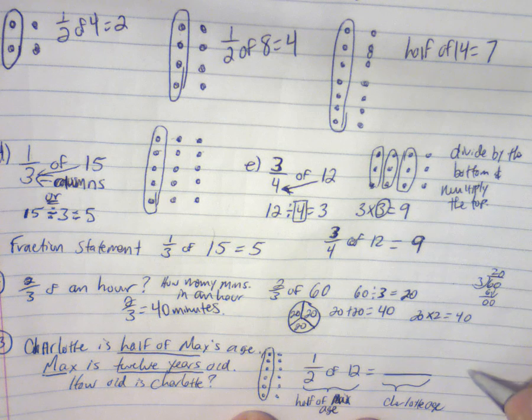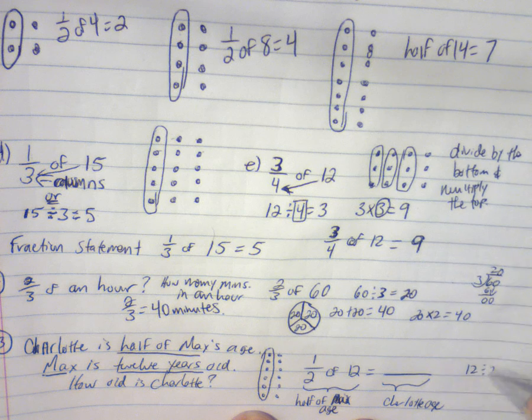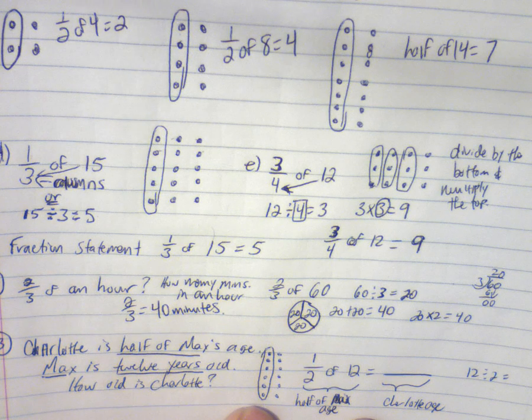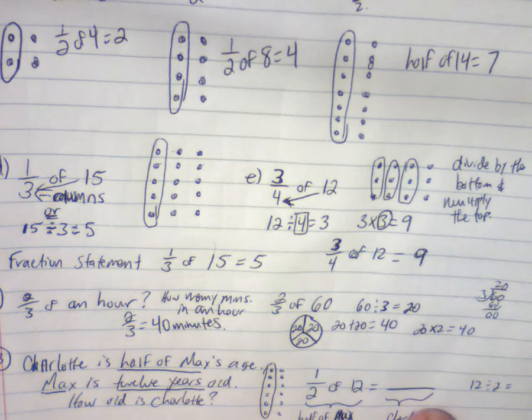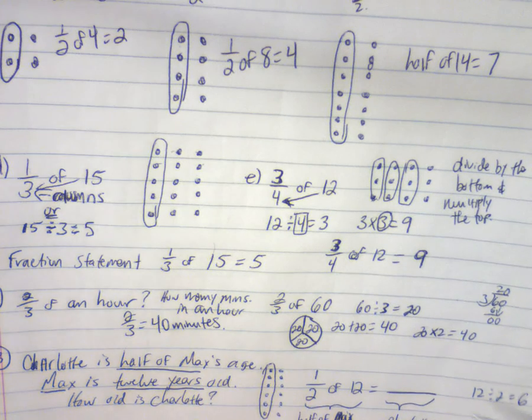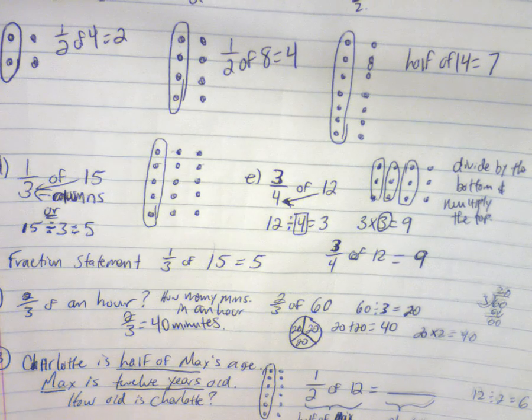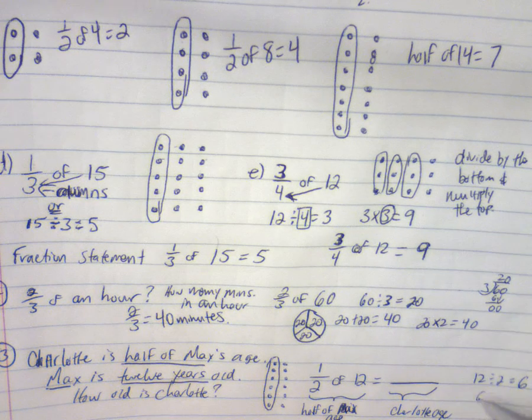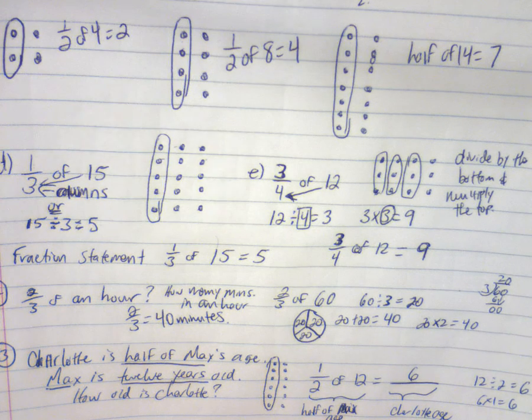Or what we can do is 12 divided by 2, count up: 2, 4, 6, 8, 10, 12. And I have 6 fingers, and I'm only looking at multiplying by 1, so 6 times 1 equals 6. So I have identical answers, so we know that Charlotte's age would be 6.